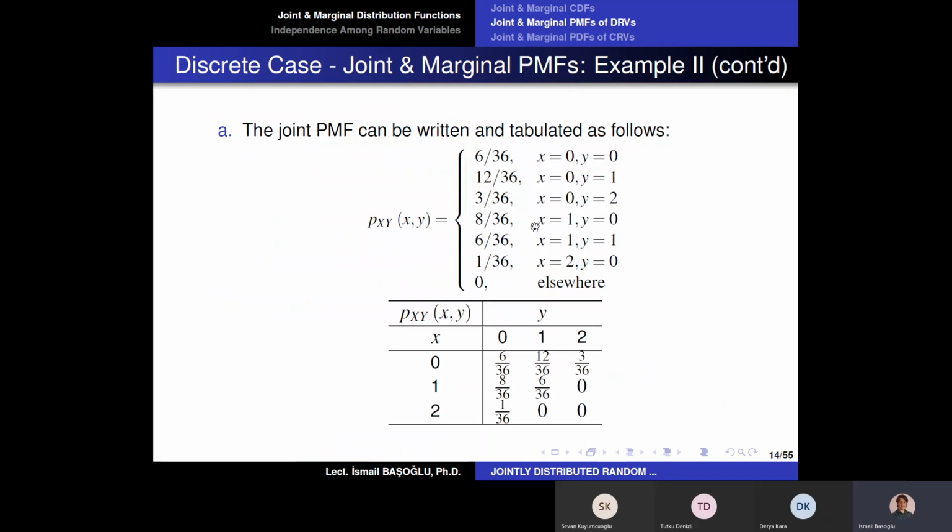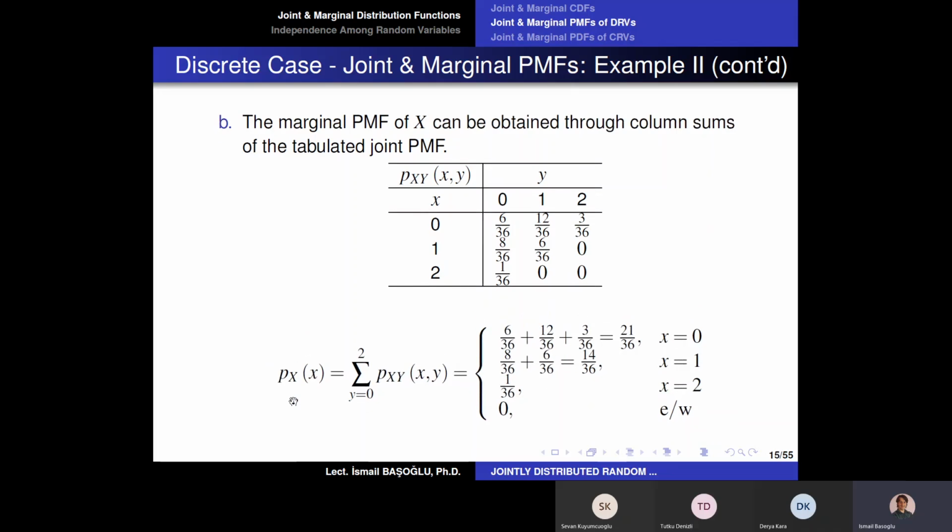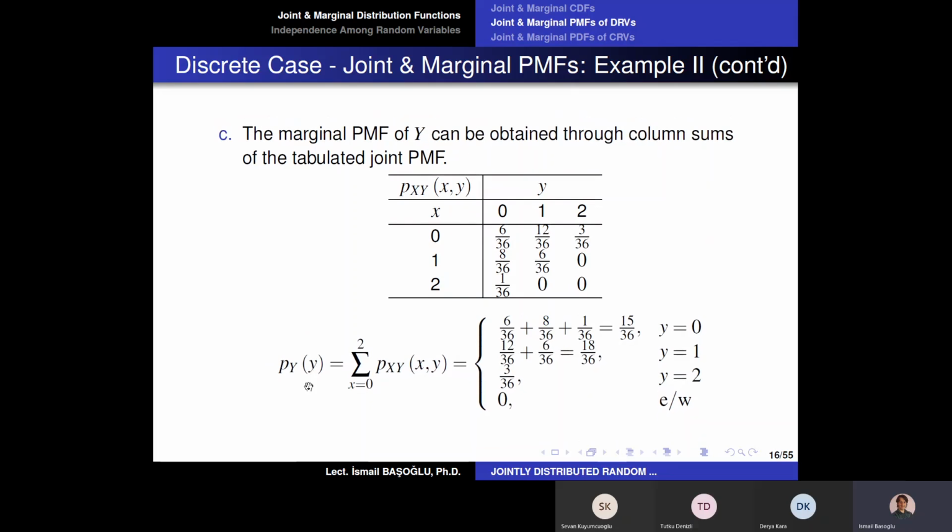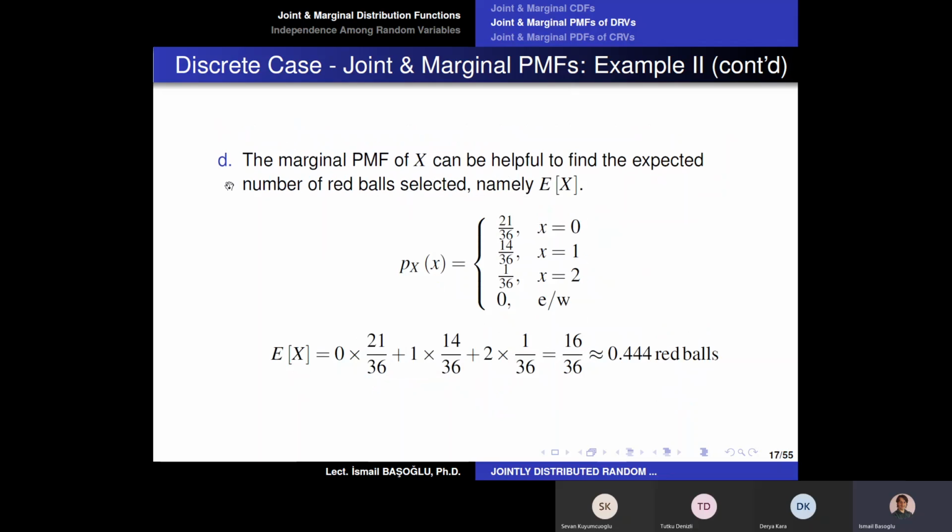So since we have computed the marginal probability mass function of x, and the marginal probability mass function of y in parts B and C, in part D, we can compute the expected value of x by multiplying the possible values of x with the marginal probability mass values, respectively, and summing them up. And that gives us 0.444. So when you select 2 random balls from these 9 balls, the expected number of red balls in these 2 balls is going to be 0.444, according to this calculation.